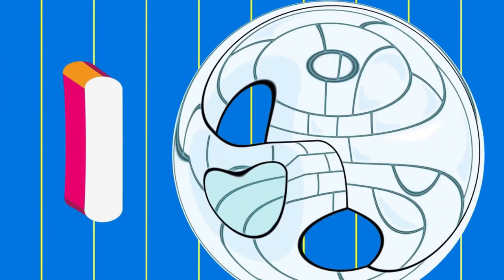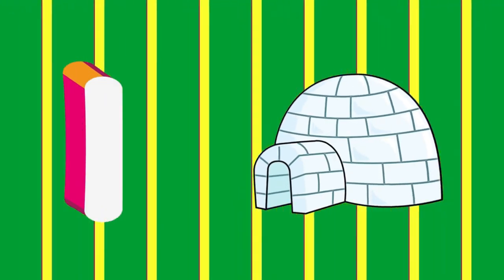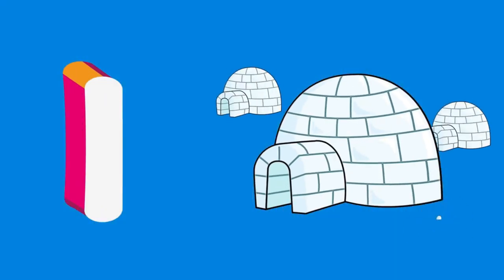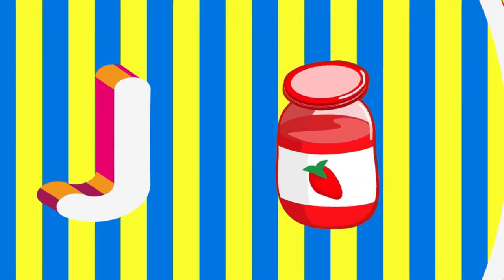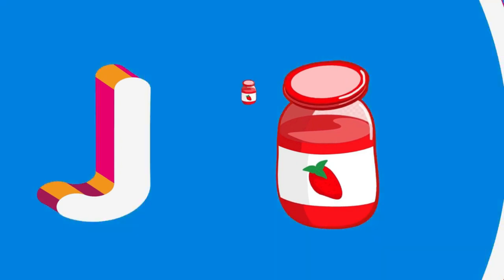I is for igloo. I, I, igloo. I, igloo. J is for jelly. J, J, jelly. J, jelly.